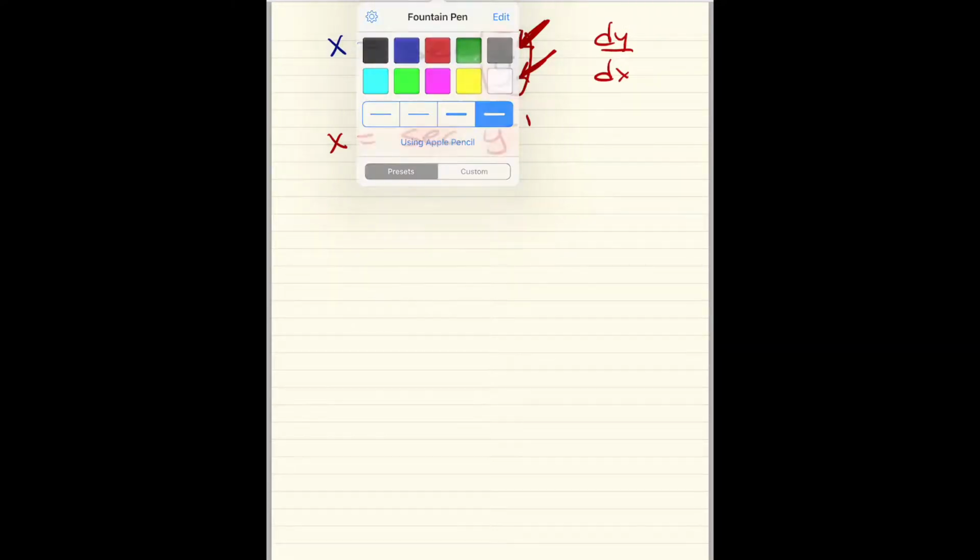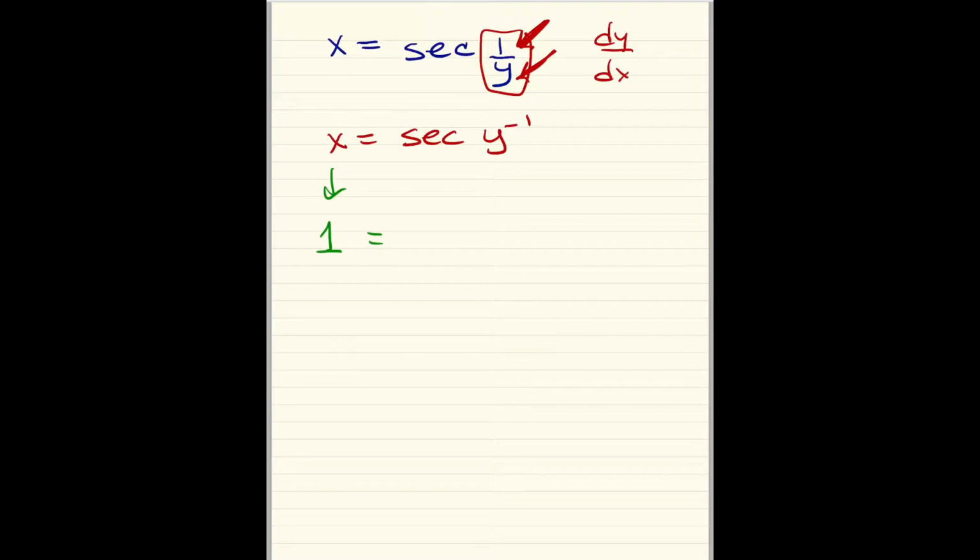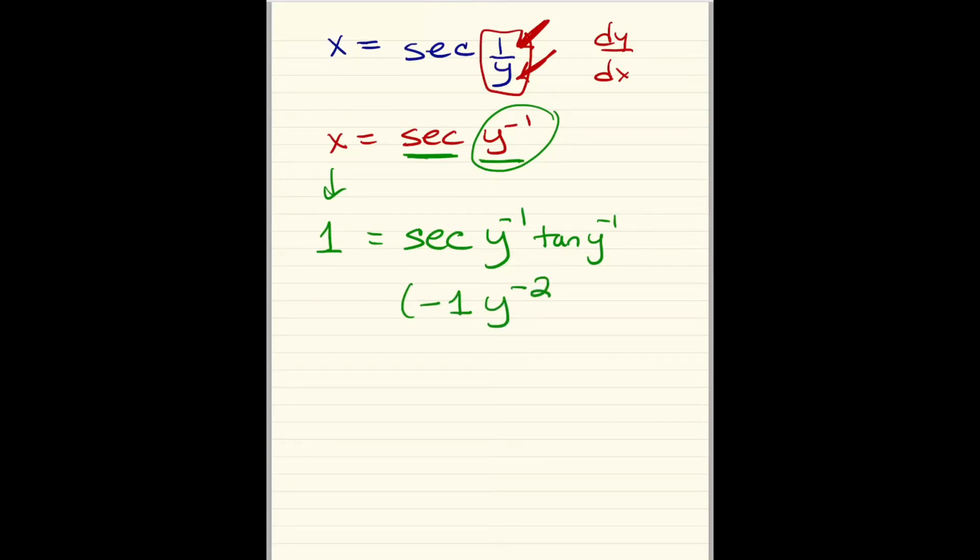So let's take the derivative. The derivative of x is just 1. The derivative of secant of an angle is secant angle tangent angle. Now we have to take the derivative of the angle. So what's the derivative of y to the -1? I'm going to do it right down here, but then I'll attach it later. -1 y to the -2 dy/dx, because you took the derivative of a y, a letter other than x.